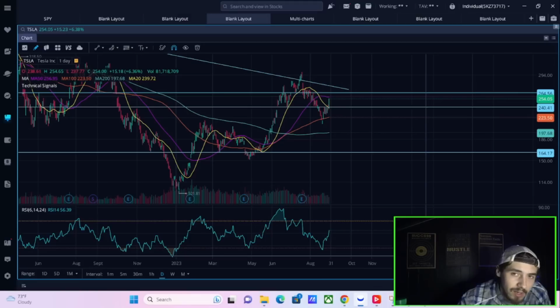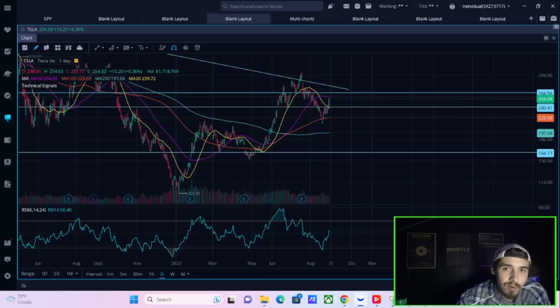As the soft landing narrative has gotten better, the odds of a recession have fallen today, and that's great news for Tesla in what I would argue is probably the most sensitive area of the economy, if we were to go into recession. So this is all around great news for the markets, but specifically for Tesla.